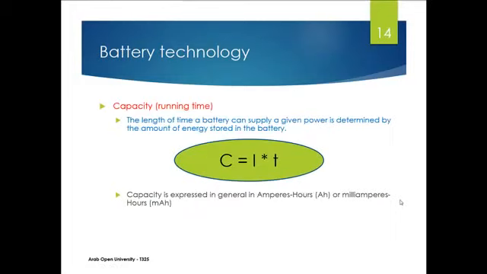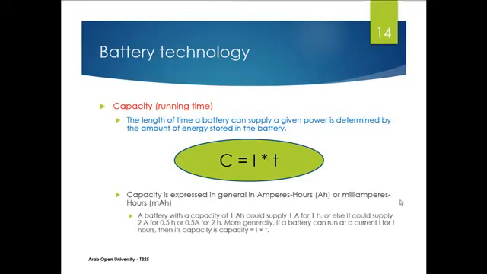Another characteristic of the battery is the capacity. The capacity is expressed as the current drawn from the battery multiplied by the time in which the current is being drawn. So this is expressed in the unit of the capacity, which is the ampere hour, which shows the two main components that are multiplied to get the capacity. Also, it can be expressed in milliamp hour.